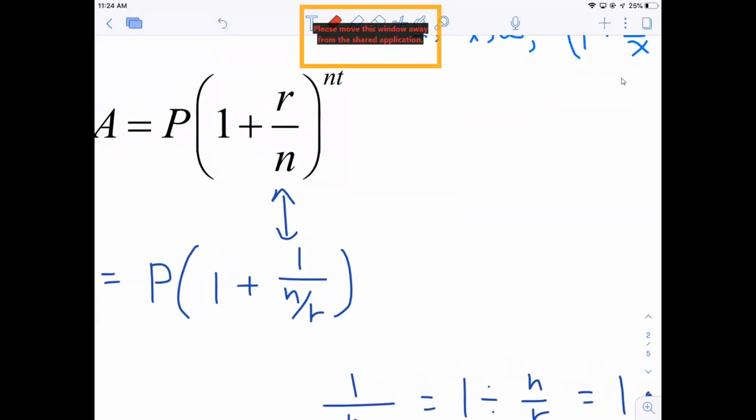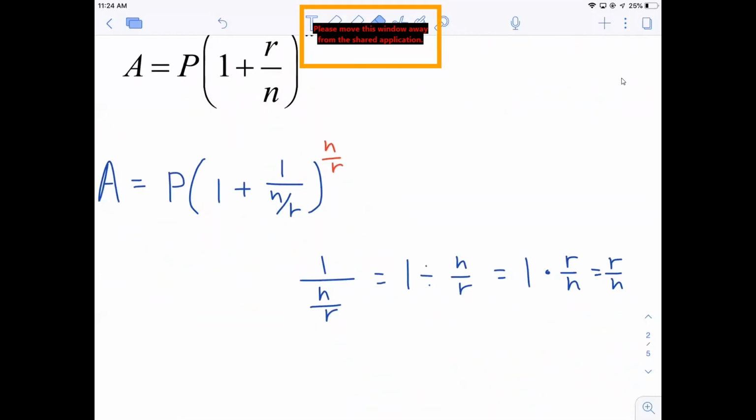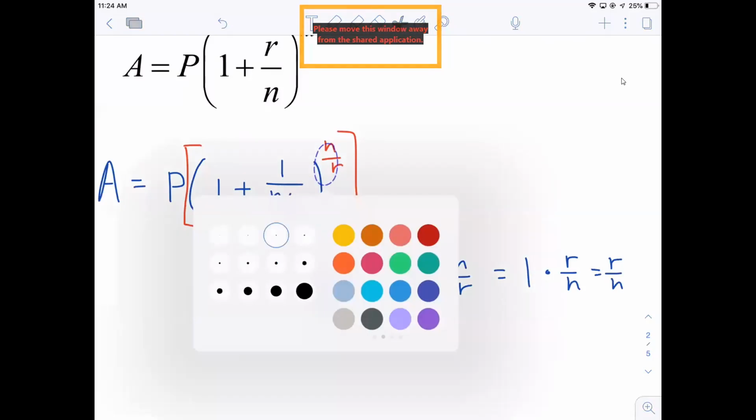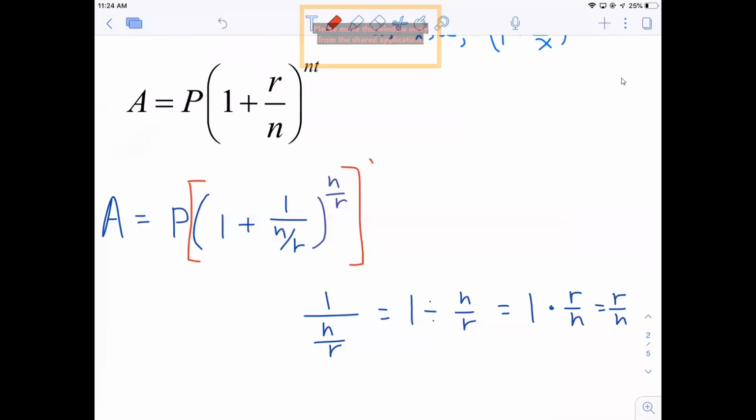Right, and the next thing I'm going to do is I'm going to raise this to the n over r power. And then I'm going to take this entire thing, let me change that to blue, and I'm going to raise this to the RT power.